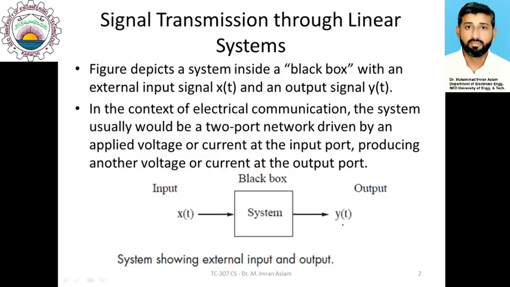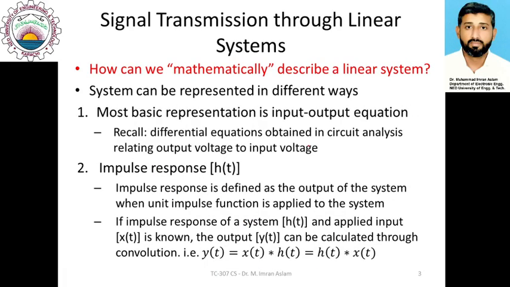So the mathematical description of the system can actually be in the form of an input-output equation. So this is one of the basic representations of any linear system. We try to make an equation through which we can relate input voltage or input current to the output voltage or output current. So basically it is relating the input and output quantity, so that if you know the input, you are able to calculate the output.